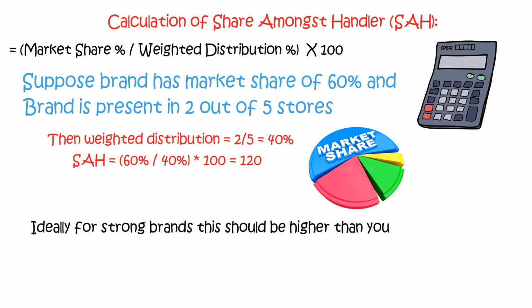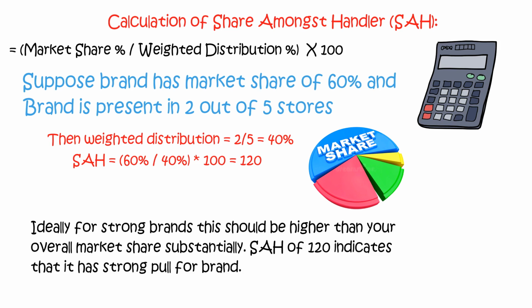Ideally, for a strong brand, this should be substantially higher than your overall market share. A share amongst handlers of 120 indicates that it has a strong pull for the brand.